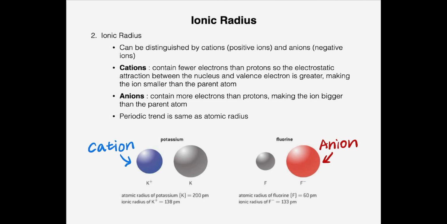The ionic radius can be distinguished by cations, which are positive ions, and anions, which are negative ions. Cations contain fewer electrons than protons, so the electrostatic attraction between the nucleus and the valence electron is greater, making the ion smaller than the parent atom. Anions contain more electrons than protons, making the ion bigger than the parent atom. Also, the periodic trend of the ionic radius follows that of the atomic radius.